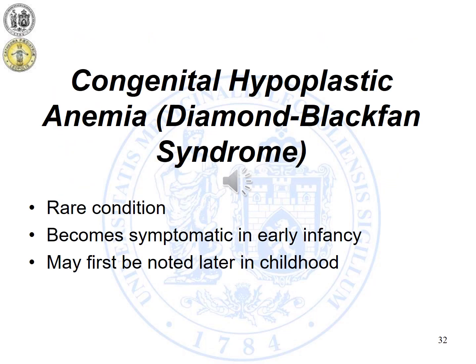Another rare condition is called congenital hypoplastic anemia or Diamond-Blackfan syndrome. It's a rare condition. So children become symptomatic in early infancy, frequently with paleness of skin in the neonatal period, but it may be first noted later in childhood.